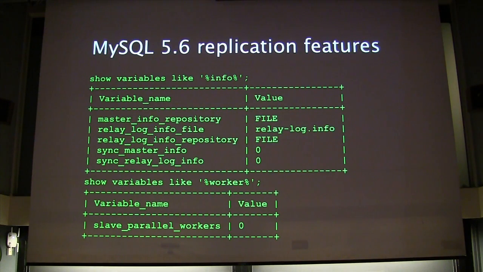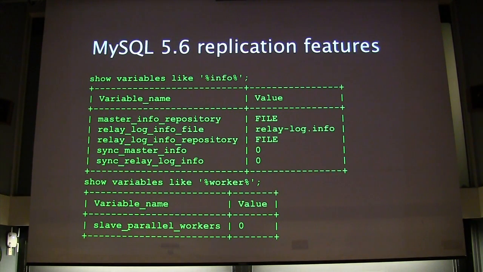So the new feature is that in MySQL 5.6 you can decide to store this information in a table, and the table is InnoDB. And when you have the information in a table, if the slave crashes, everything will come back online at the same position when it crashed, or it does not. So you are ensured that everything will come back safely.